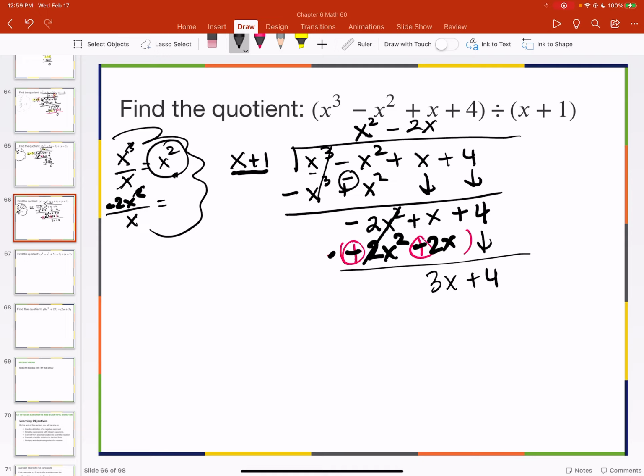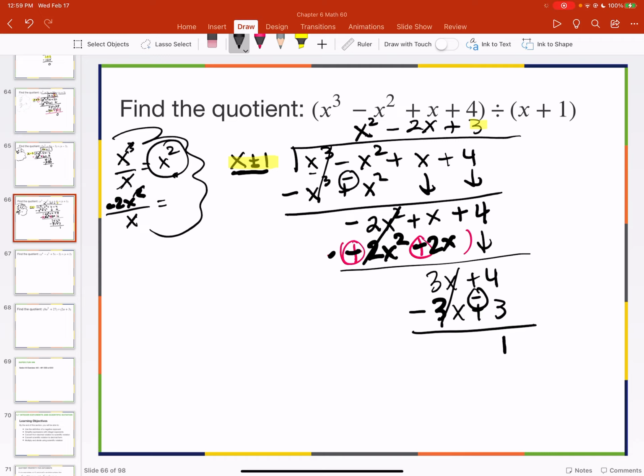Okay, so the last number needs to be a 3, because 3 times x will give me the 3x, so plus 3. Then I multiply this 3 with the x plus 1. This is the same thing I'm doing every step, so 3x plus 3, and I'm going to subtract, which changes the sign. So then this cancels out, and I get a remainder of 1. 4 minus 3 is 1 after all.